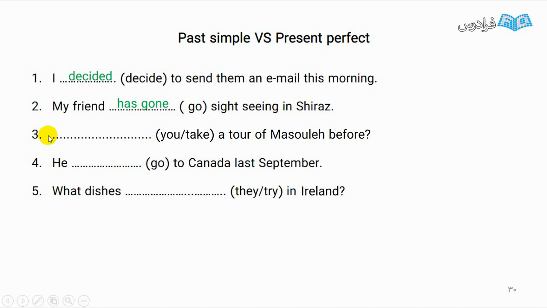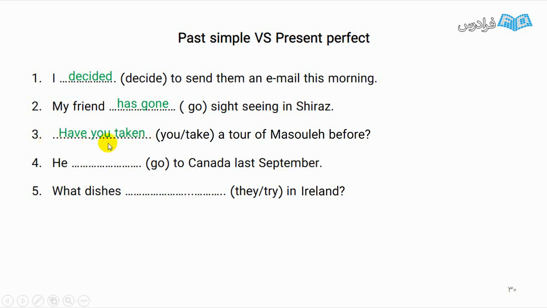"Before" exactly is a time expression that introduces present perfect tense. It is not definite, so we have to use present perfect. But about questions, I told you that it's enough to exchange "have" or "has" with the subject. As the subject is "you", we have to use "have". Have you, and at the end, the past participle of "take" is "taken".